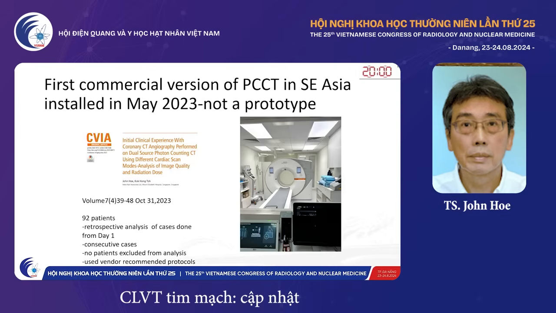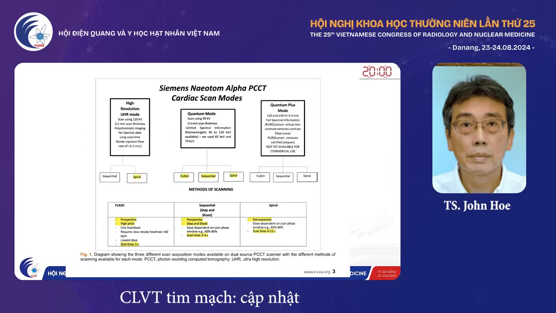I want to talk a bit about our PCCT scanner, which we installed in May last year. It was not a prototype, it's a commercial version, and we published our results of the first 92 patients that we scanned. With the Siemens, you can do ultra-high resolution scanning mode, 0.2 mm, but you have to scan at 120 kV, and there's only 2 ways. You can do spiral, retrospective scanning, where the scan time is very long, or you can do step and shoot, where the scan time is shorter.